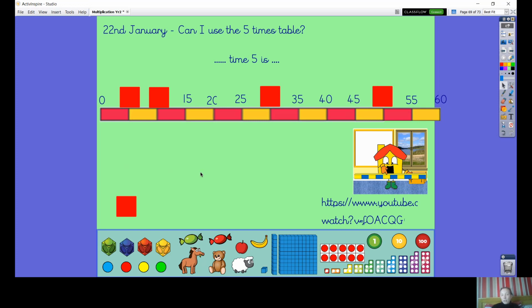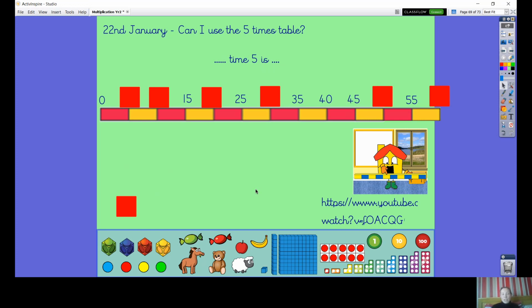I'm going to hide a couple extras. See if you can have a practice with the hidden ones. Remember to say times 5 is. Let's hide for you this one and this one. Have a go at practicing.